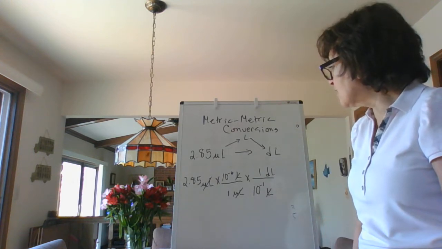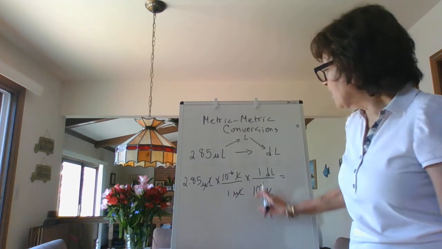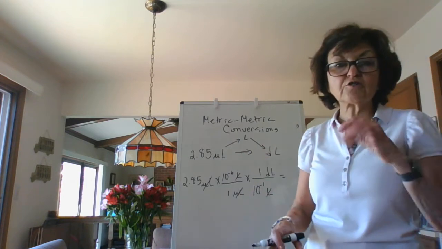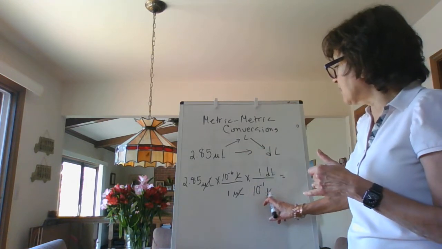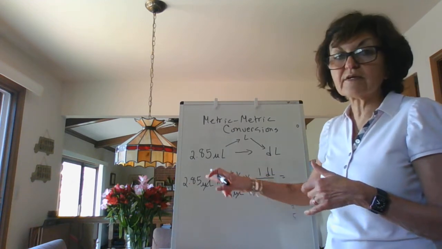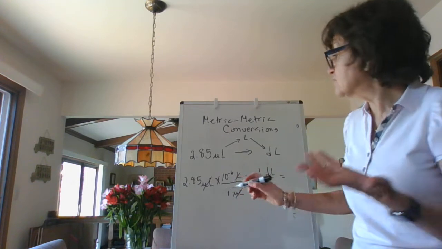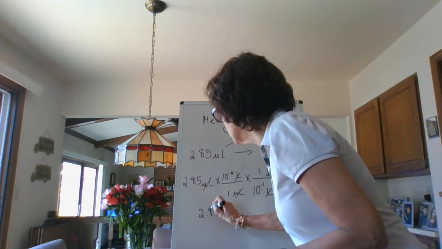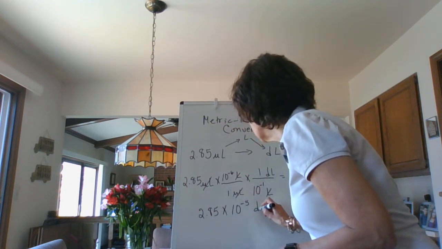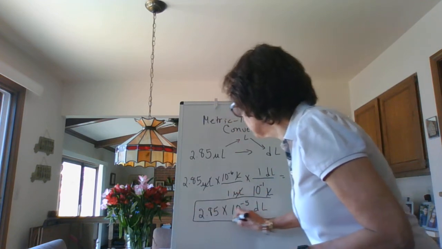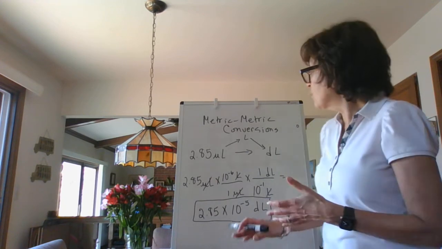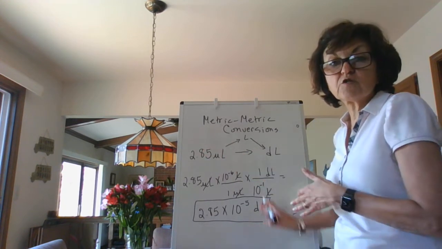All right, now I do the math. Anytime I have an exponent in the denominator, if I bring it up to the numerator, it changes the sign. So if this is a negative 1 down here, it's a positive 1 up here. So positive 1 and negative 6 is negative 5. So your final answer is going to be 2.85 times 10 to the negative 5 deciliters. Okay? And that's how you do a metric-metric conversion when you're going from a prefix to another prefix.